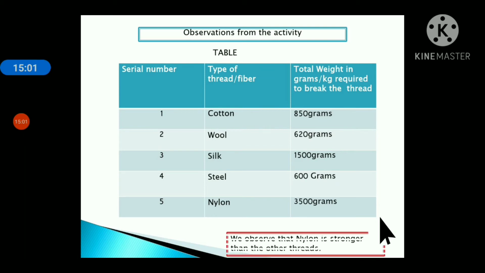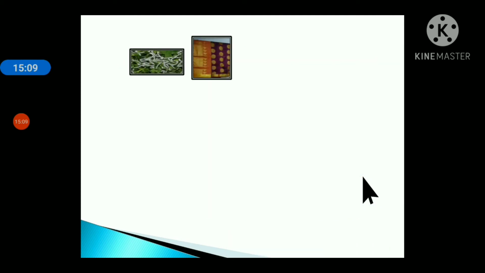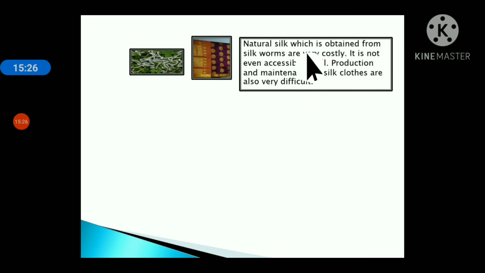Okay children, we observe that nylon is stronger than other threads. So next we learn about rayon. Sarees are made from silkworms. Natural silk, which is obtained from silkworms, is very costly. So silk sarees are very costly. Pattu sarees, as you say in Telugu, are very costly. They are not even accessible to all.